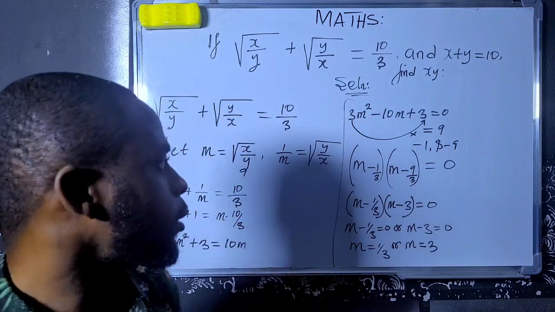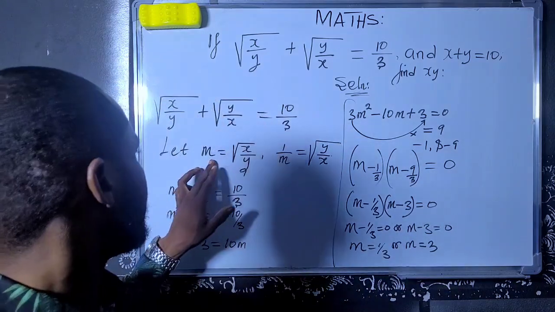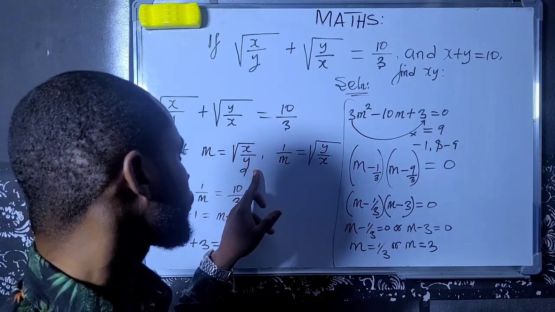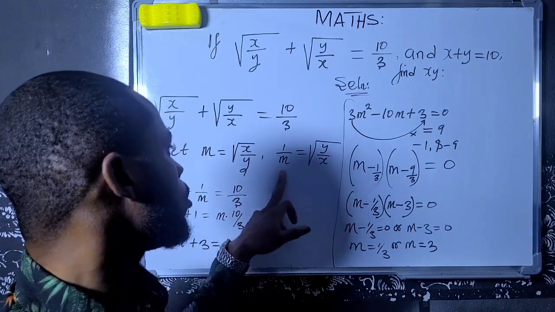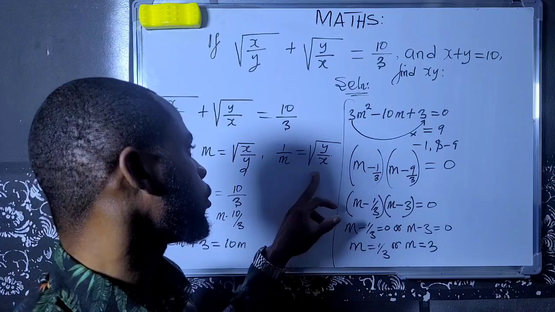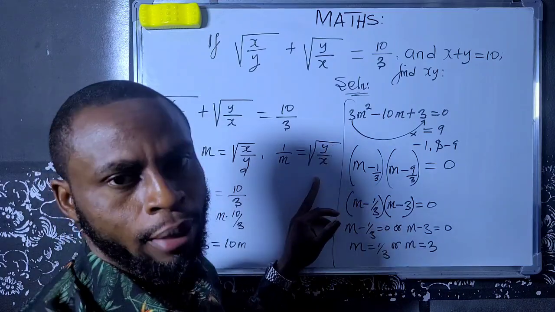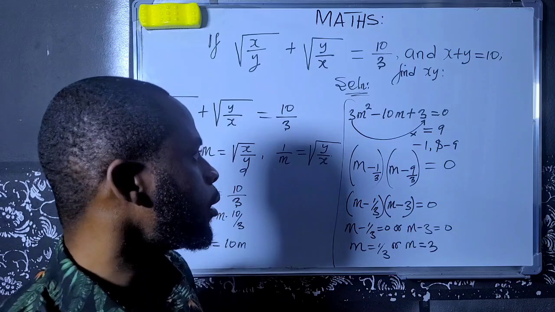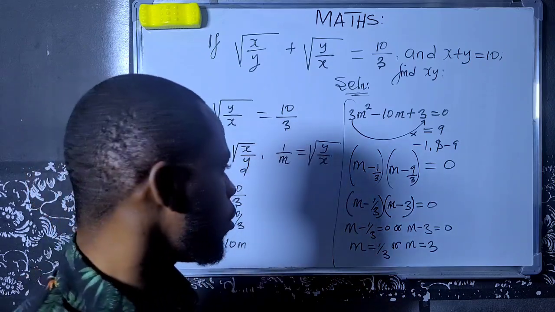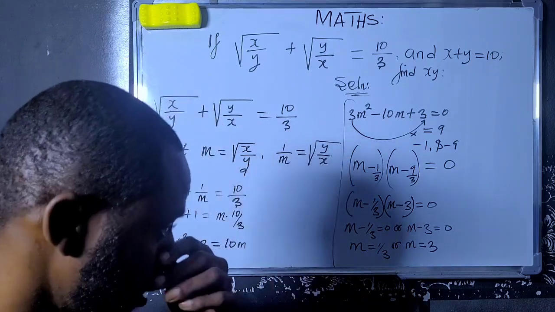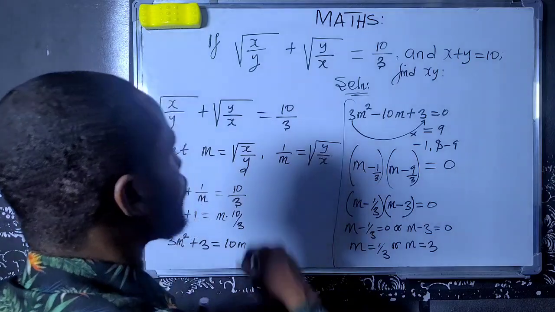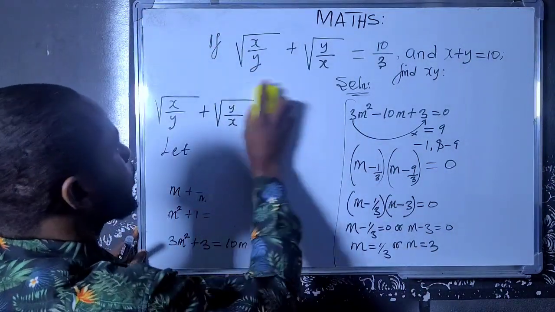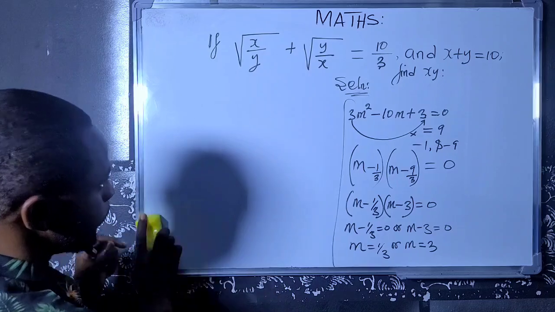But recall that m equals the square root of x divided by y, or 1 over m equals the square root of y divided by x. Any of these will give you the exact value of x and y. Then at this point, let's erase these parts.